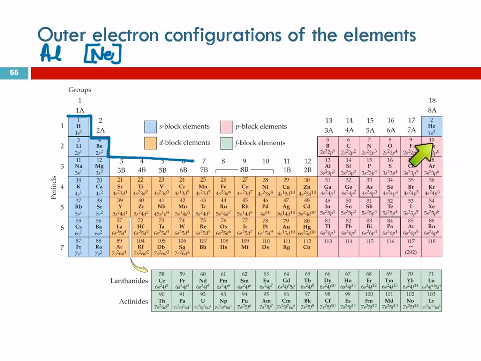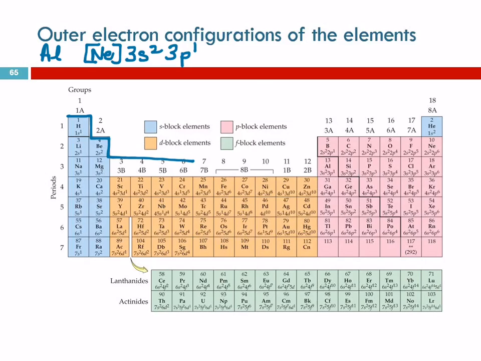And after neon, we go to the next row. This is 3, and the S block, we count 1, 2. So that's 3S2. And then we come over here, and this is the 3P block, and there's 1 there. So that's 3P1.